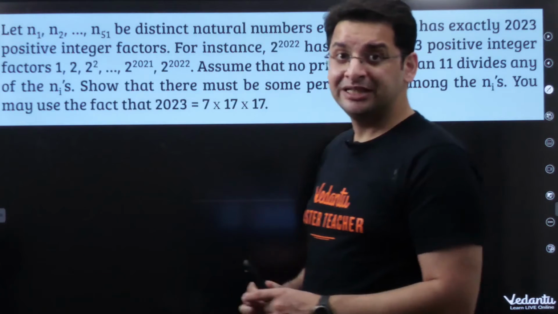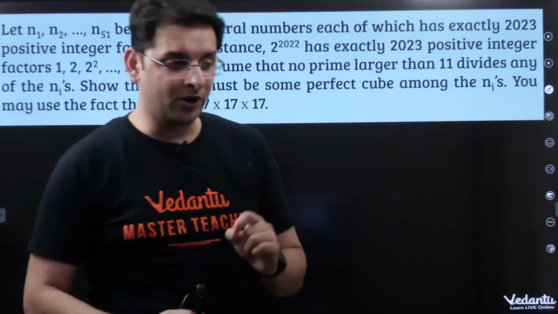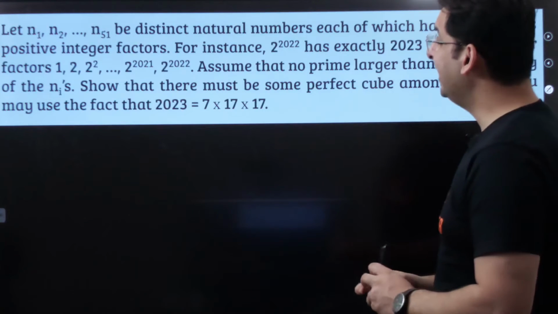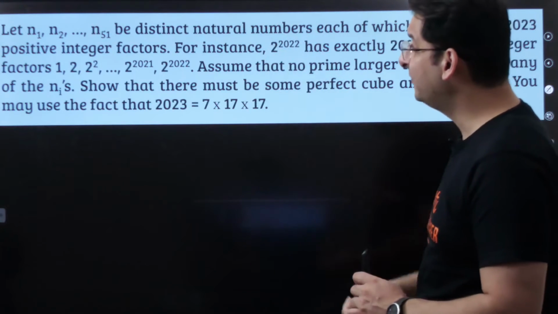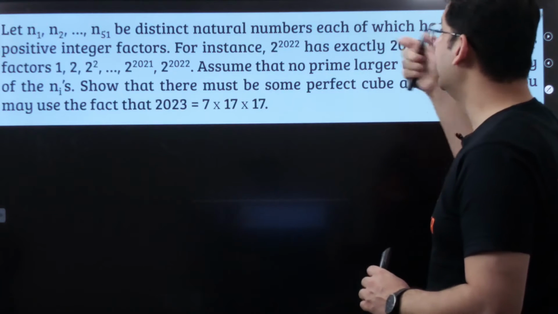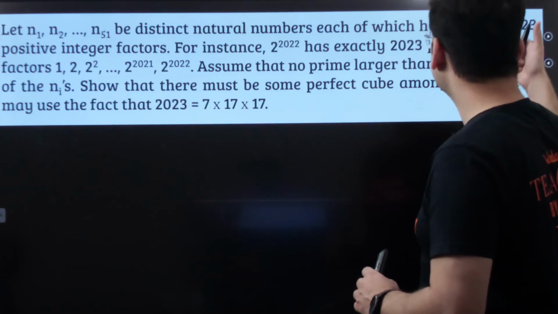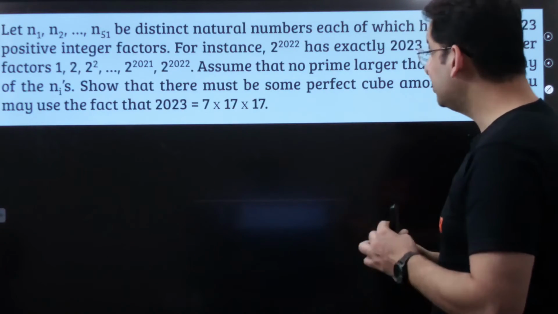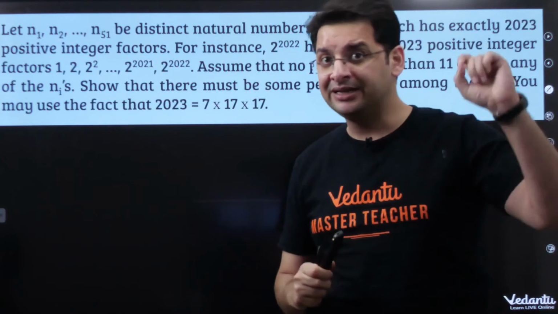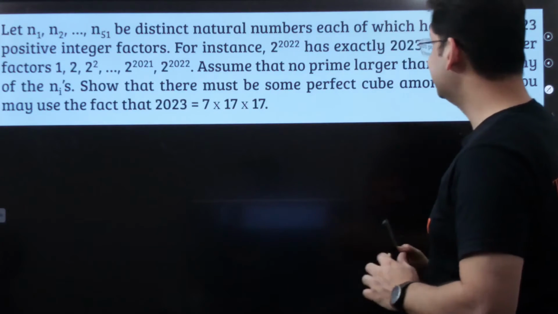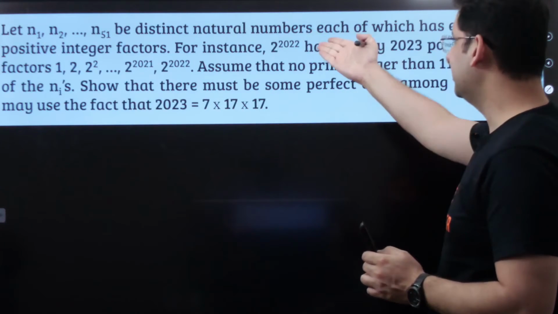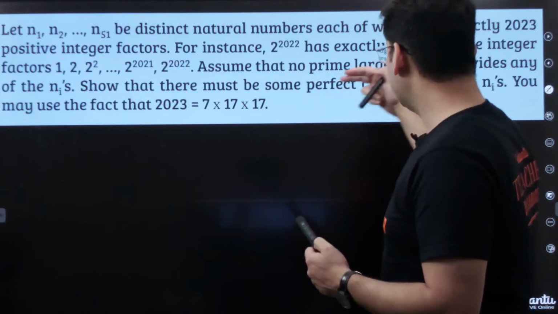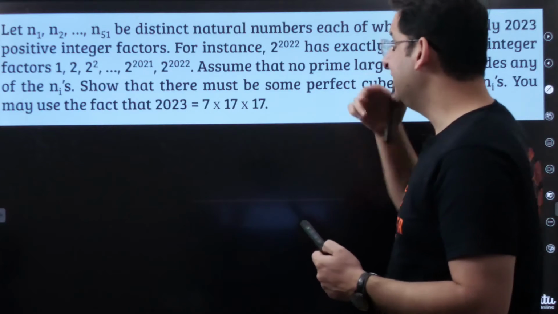All right, so let us do problem 4 of ISI 2023 UGB. It says let n1, n2, n3 up to n51 be 51 distinct natural numbers, each of which has exactly 23 positive integer factors. So each of these 51 numbers has 23 integral factors. For instance, 2 to the power 2022, of course, we know that this number is going to have 23 factors. Assume that no prime number larger than 11 divides any of the ni's.